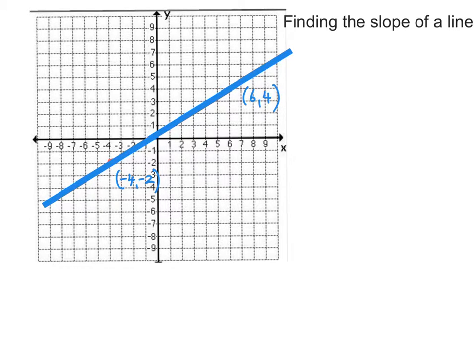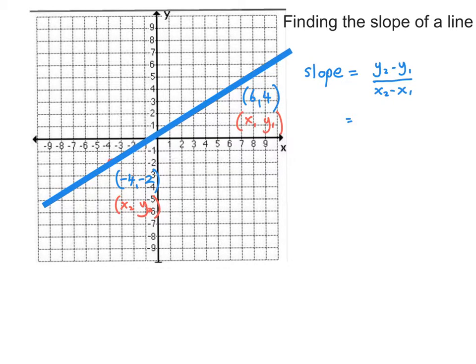Now we have a formula for slope. Slope equals y2 minus y1 over x2 minus x1. And it doesn't matter how we number this. We can call this point here x1, y1, and this point x2, y2. And we can do it the other way around, it doesn't matter.